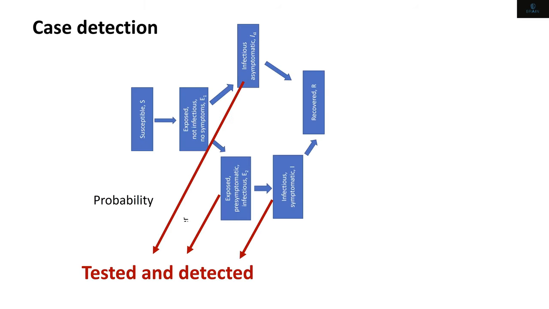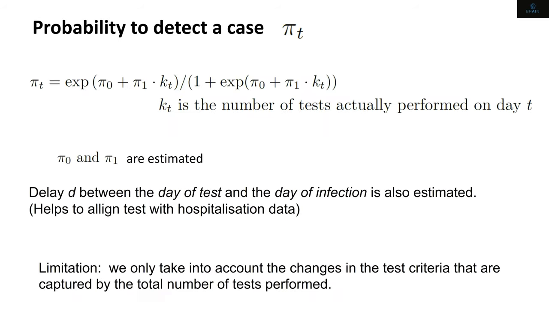Then, in order to compare our simulation with the test data, I need to say who is going to be tested and who is going to be found positive. So I will have to model the probability to detect a positive case, pi t. And this pi t is a logistic model that says at time t, this is a certain fixed factor plus something that depends on the number of tests actually performed on day t. Because if you perform a lot of tests, then there will be a higher probability to detect a positive person, and so on. So these are important points.